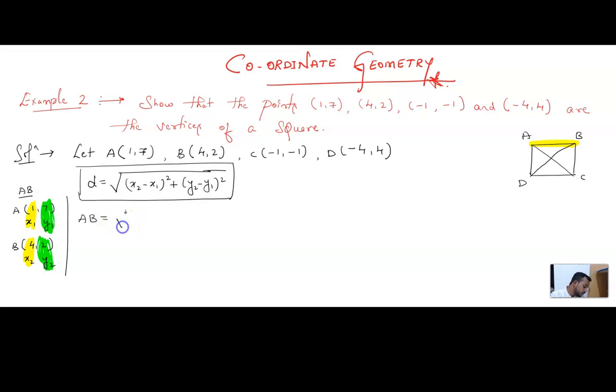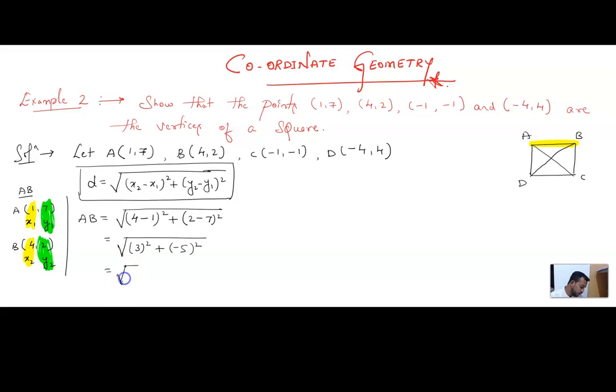So AB is equal to root of x2. What is the value of x2? 4, minus what is the value of x1? That is 1, whole square, plus what is the value of y2? 2, minus what is the value of y1? 7, whole square. That is equal to root of 4 minus 1, that is 3 whole square, plus 2 minus 7. In 2 can we subtract 7? No, it is not possible. Then we should write minus, and do the opposite calculation. That is 7 minus 2, that is 5 whole square.